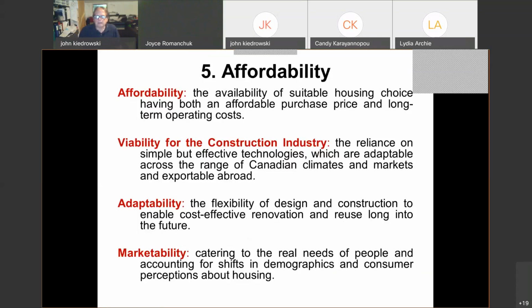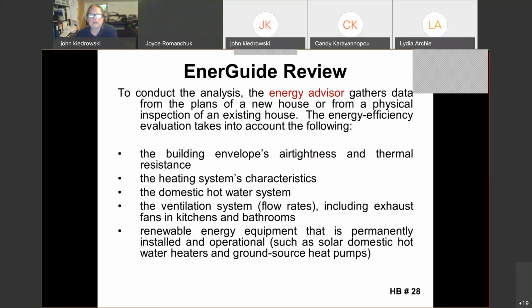And marketability, catering to the real needs of people. So what is the consumer perception about housing in general? Just some things to think about. I skipped over Energy Guide because we're going to talk about that more later. There are some actual slides in here that I just skipped over very quickly.